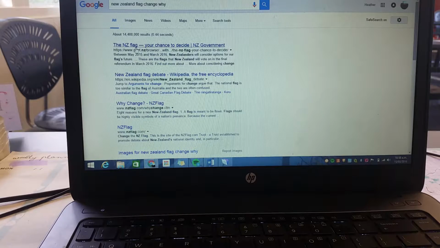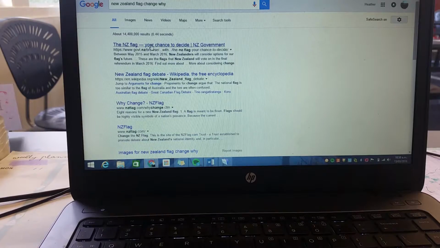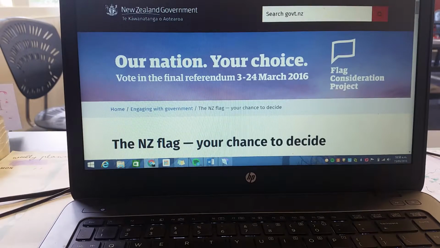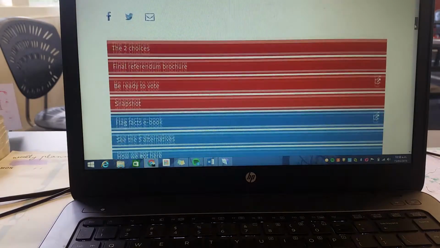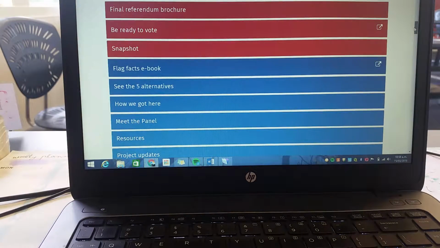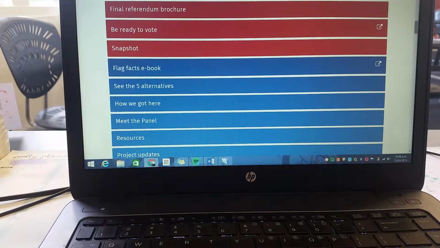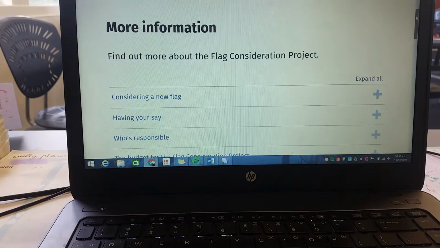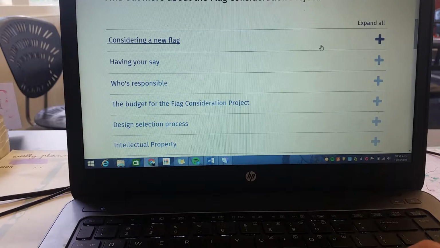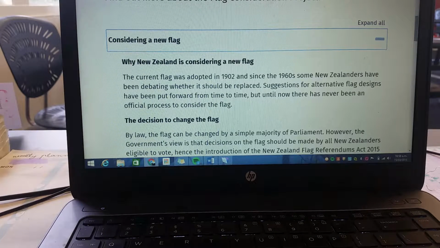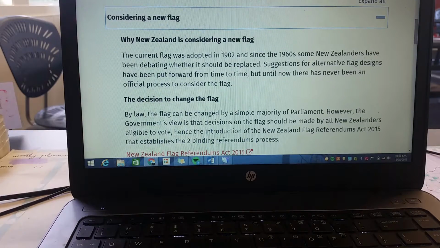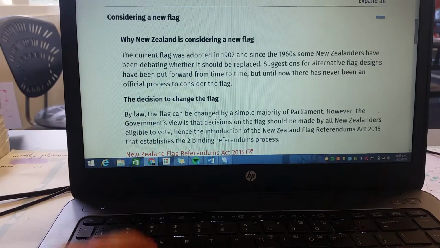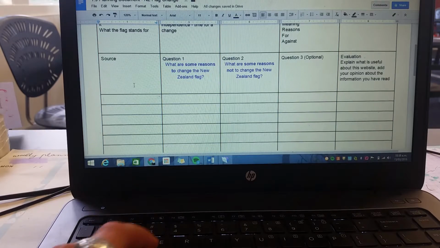Now, also look at the websites. This one here is a government website. So it tells me it's going to be reliable. So what I do is I click on it. Your chance to decide. The 2 choices, flag, facts, ebook. That might be quite interesting. How we got here, meet the panel, resources, more information. And so I can say, this has got some useful information. So I'm going to copy that URL. I'm going to stick it in my source 1.